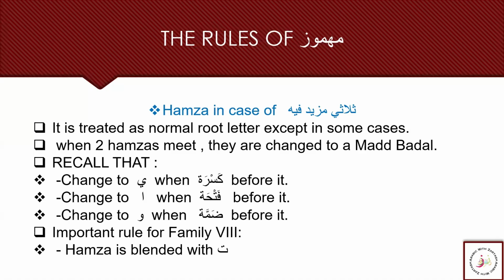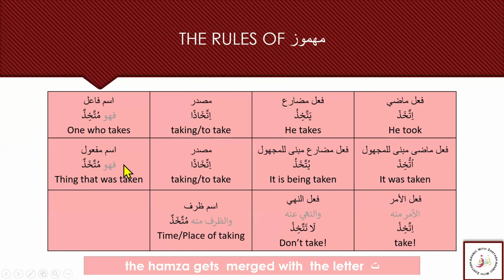Remember that thing that we did in family 8. Here, ittakhaza, see the hamza gets merged with the letter ta. Ittakhaza, fal madi, yattakhizu, ittikhazan, fahuwa muttakhizun. اتخذ يتخذ اتخاذا فهو متخذ الأمر منه اتخذ والنهي عنه لا تتخذ والظرف منه متخذ. So here the hamza gets merged with the letter ta.